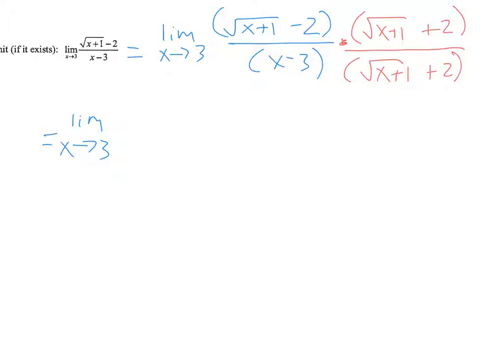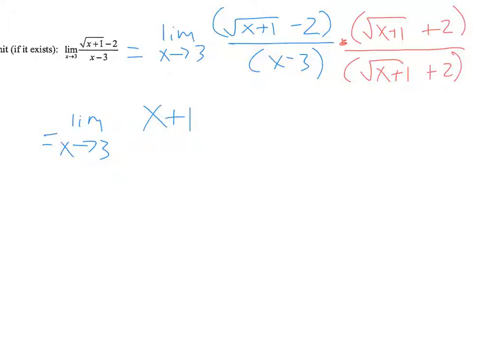I need to FOIL this. So I'm going to have square root of x plus 1 times square root of x plus 1. Basically, that's the square root of x plus 1 being squared. The square root and the squared cancel out, and I would just be left with x plus 1. And that's much simpler.